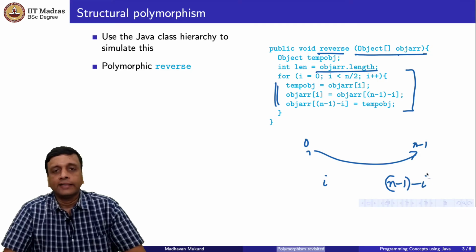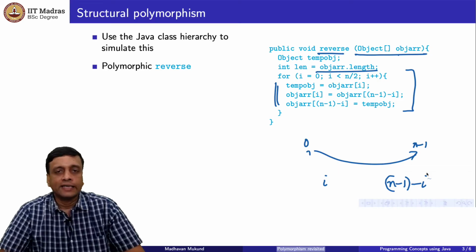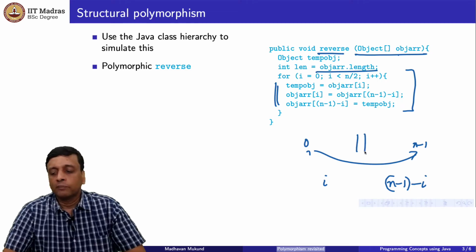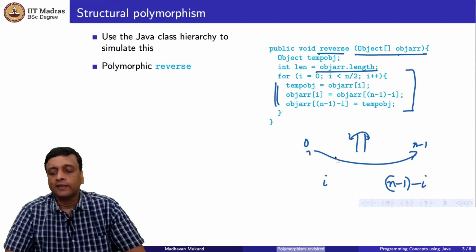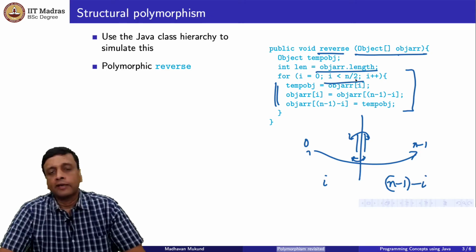It's swapping the ith element from the left with the ith element from the right. So the first element 0 is swapped with the n-1th element, second element 1 is swapped with the n-2th element, and so on, and you go until the midpoint. So either you have an odd number of elements, in which case you swap the two on the other side, or you have an even number of elements, in which case you go up to the midpoint and you swap the two which are either side of the midpoint. So that's what this i from 0 to less than n by 2 is doing, right?